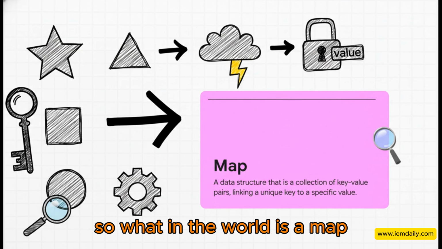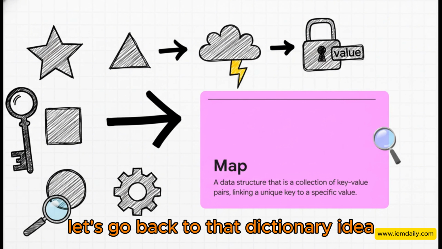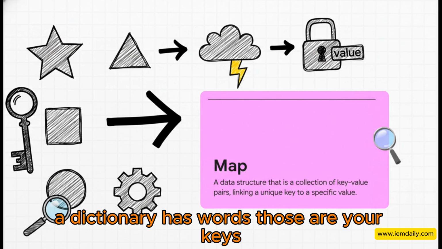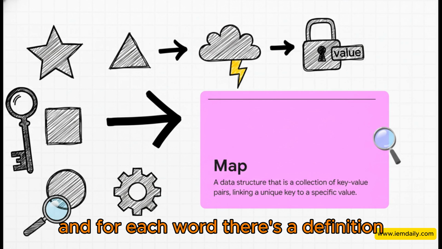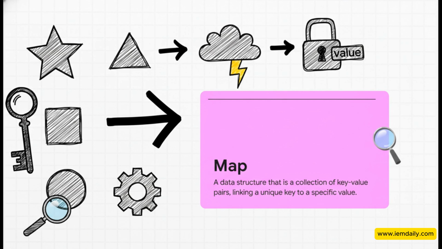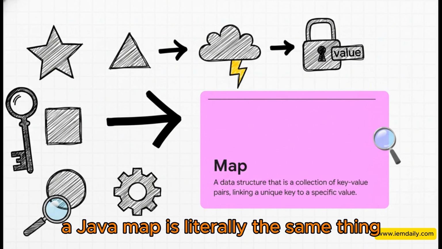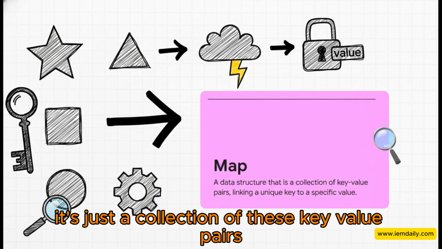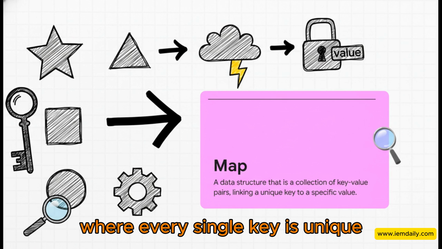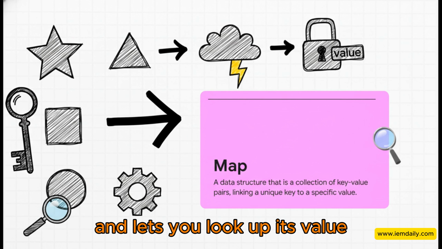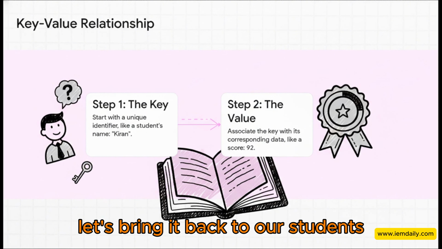So what in the world is a map? Let's go back to that dictionary idea. A dictionary has words, those are your keys, and for each word, there's a definition. That's your value. A Java map is literally the same thing. It's just a collection of these key value pairs, where every single key is unique and lets you look up its value. Let's bring it back to our students.